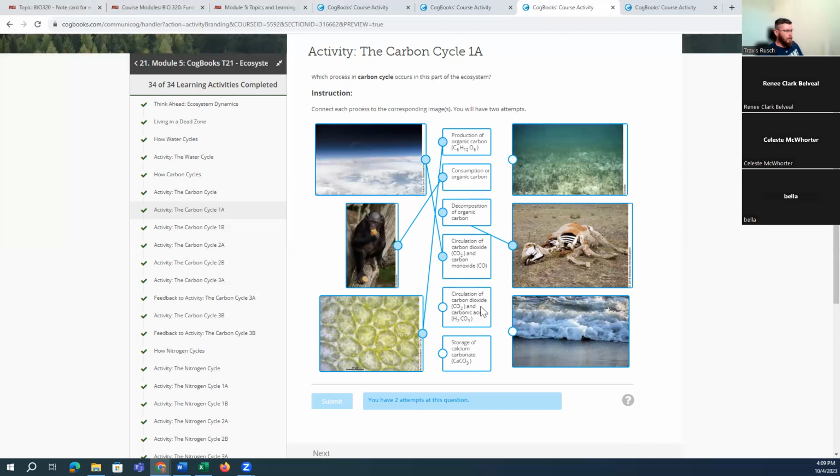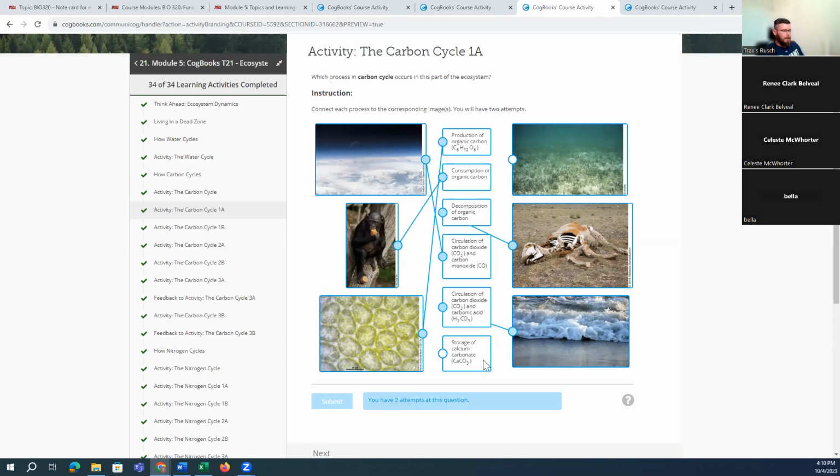And this one is the circulation of carbon dioxide and carbonic acid. The way that I like to remember this is that carbonic acid, most acids are technically a liquid. So this is going to be a gas and a liquid cycling. So then we have the atmosphere and water through waves, and those two cycling is how we get the cycle of carbon dioxide and carbonic acid.